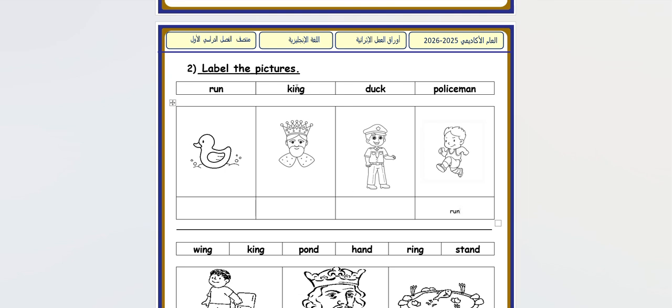The second word is king. Which one is king? This one. We write here king. Word number 3, duck. Oh, this is a duck. We write here duck. Okay, a policeman for the last picture. Policeman, we write here policeman.